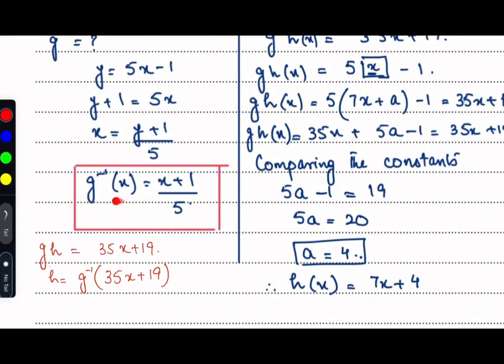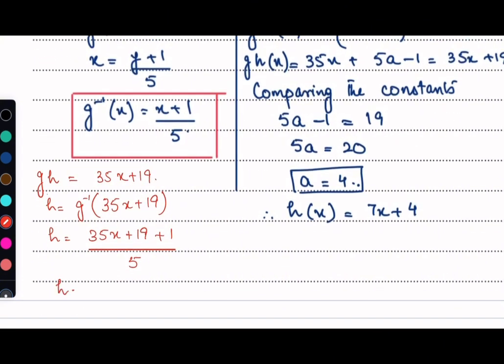That means in the function g inverse, in place of x, I can substitute 35x plus 19. So doing that, g inverse, in place of x, I'm substituting 35x plus 19, and then it should be 35x plus 19 plus 1 divided by 5. Simplifying it further, h is equal to 35x over 5 plus 20 divided by 5, or h of x is equal to 7x plus 4. So I have shown both the methods which can be applied to get the h function.